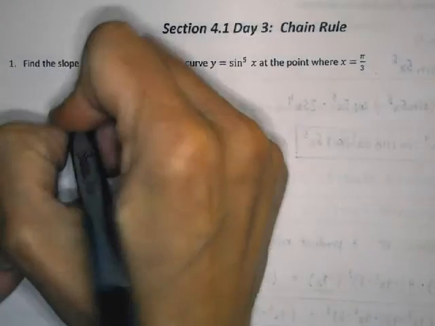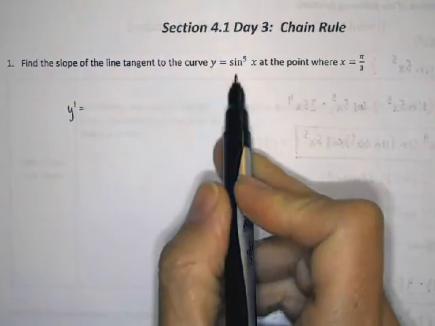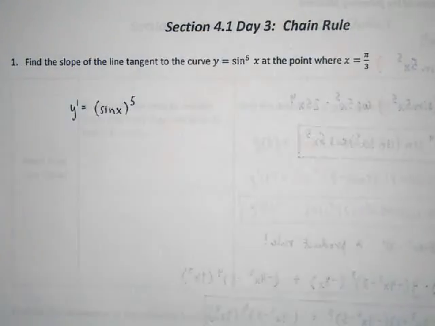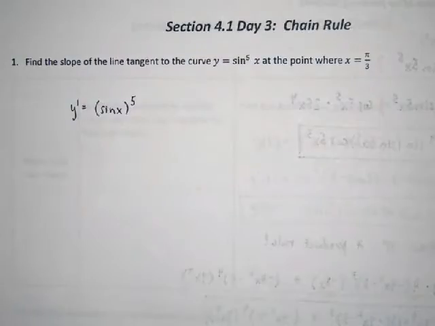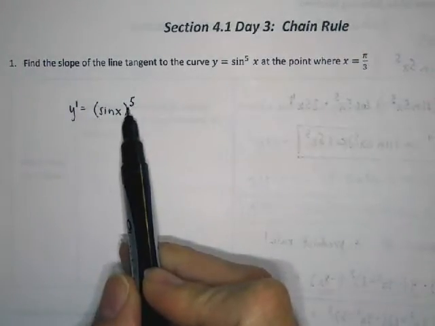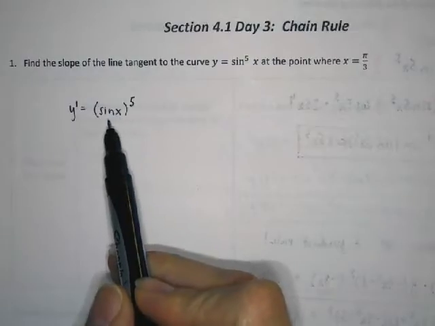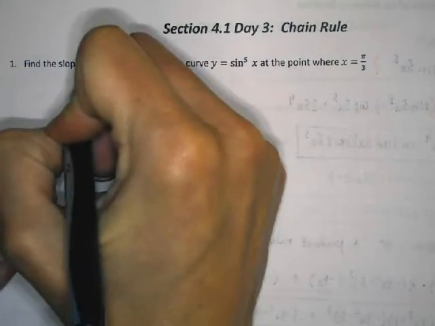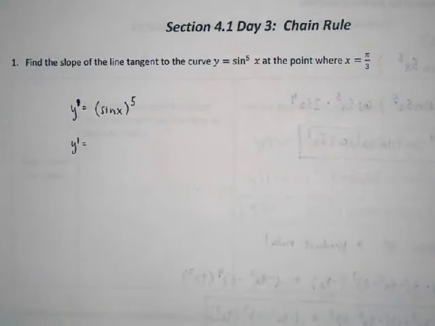So I have y, and now remember, sine to the fifth power of x is really the same as sine of x to the fifth. And if you write it that way, then it's easy to see that we have a function to the fifth power for our outside, and sine x is now our inside function. I'm sorry, this was y, not y prime.